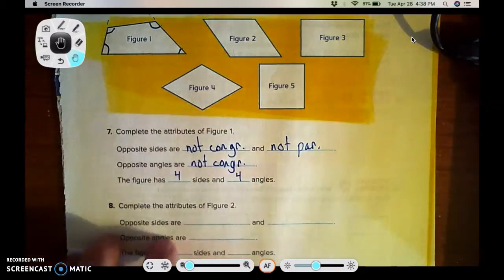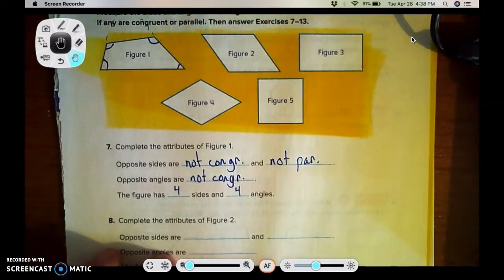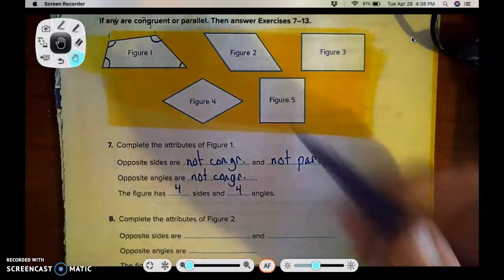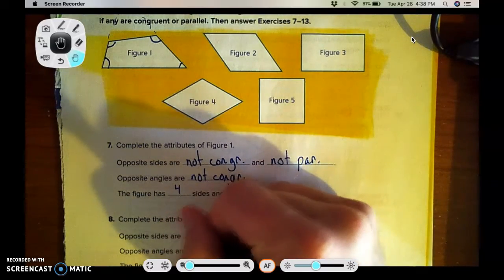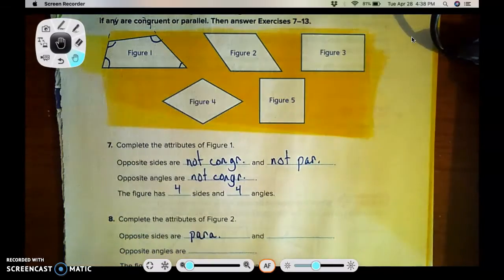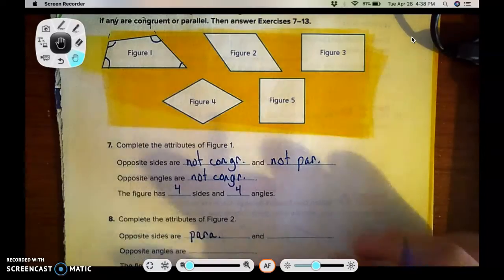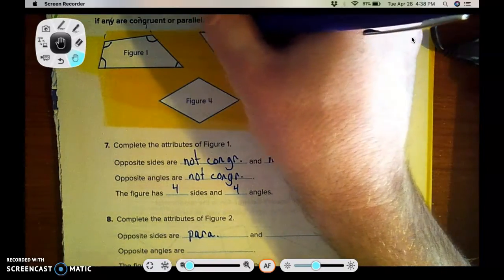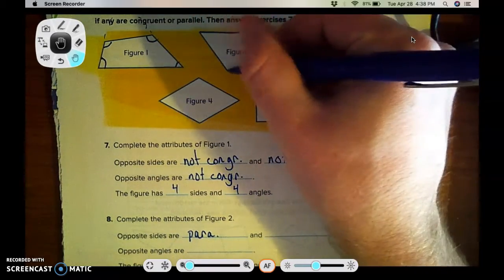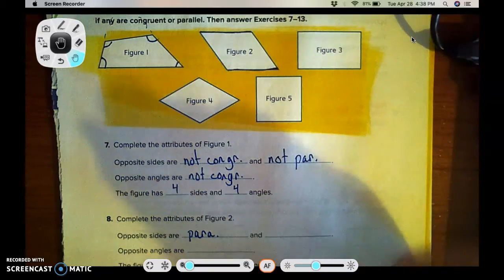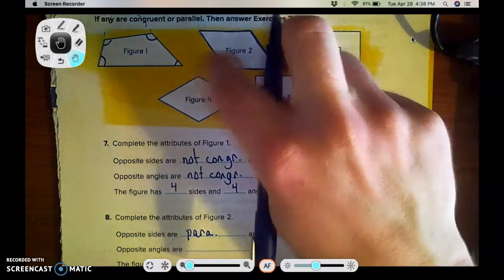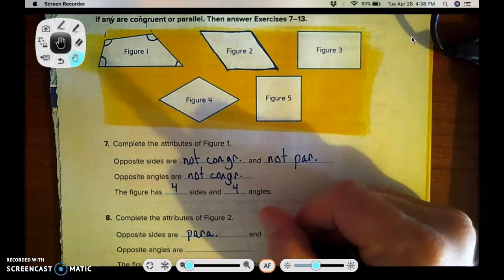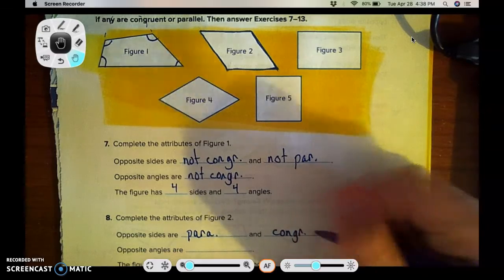So figure 2, again we're going for the attributes. Figure 2, the opposite sides are parallel. Right? They're not going to run into each other. So they're parallel. And they're, sorry, I should have put congruent first. They're congruent and parallel because this side is the equal length. Again, if you want to measure it, you can. Those sides are equal in length, and these sides are also equal in length. The opposite sides match up. So they're congruent and parallel.